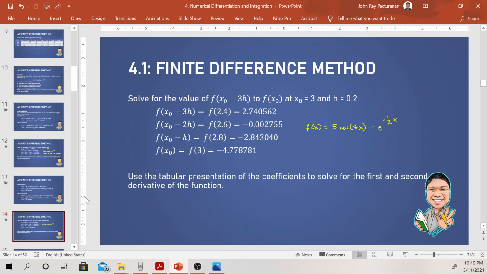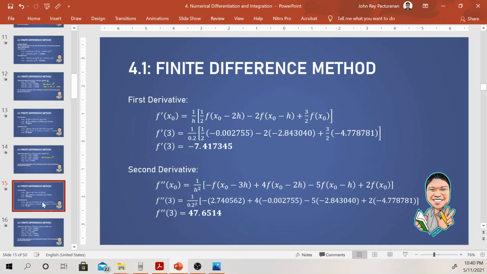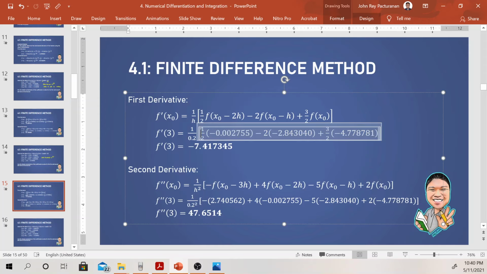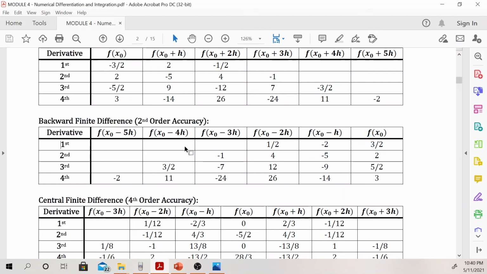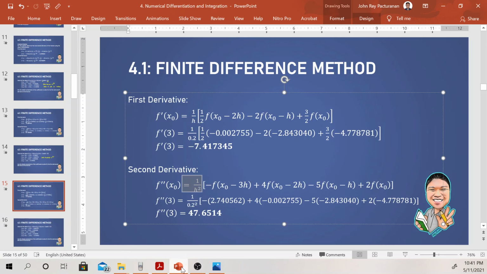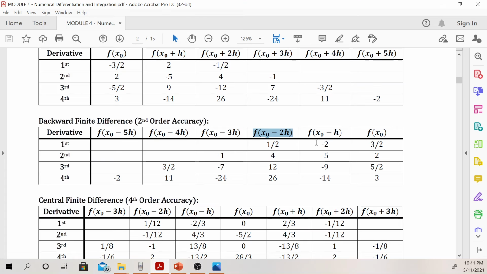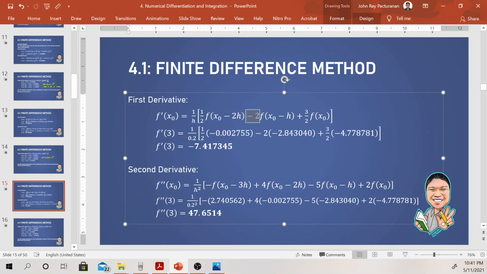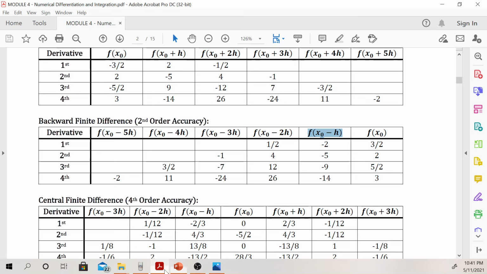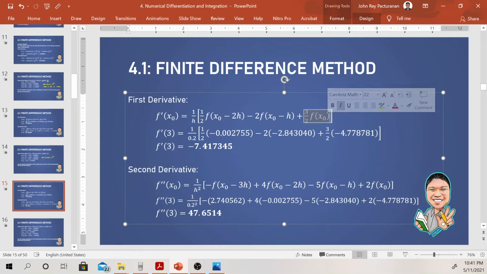So, we use the backward finite difference formula to solve this. Our next slide is this. For the first derivative, remember, it's 1 over h. For the second derivative, 1 over h squared. So, look at the table for the backward again. It starts with a coefficient of 1/2, so 1/2 of f of x sub o minus 2h. Then followed by negative 2 of f of x sub o minus h. And the last is 3/2 of f of x sub o. So, plus 3/2 of f of x sub o.